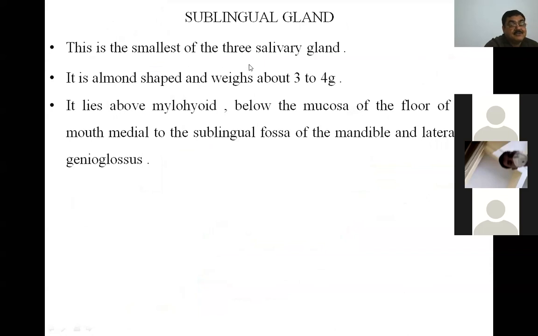This is the smallest of the three salivary glands, the sublingual gland. Shape is almond-like and its weight is 3 to 4 grams. It lies above the mylohyoid, below the mucosa of the floor of the mouth, medial to the sublingual fossa of the mandible and lateral to the genioglossus.